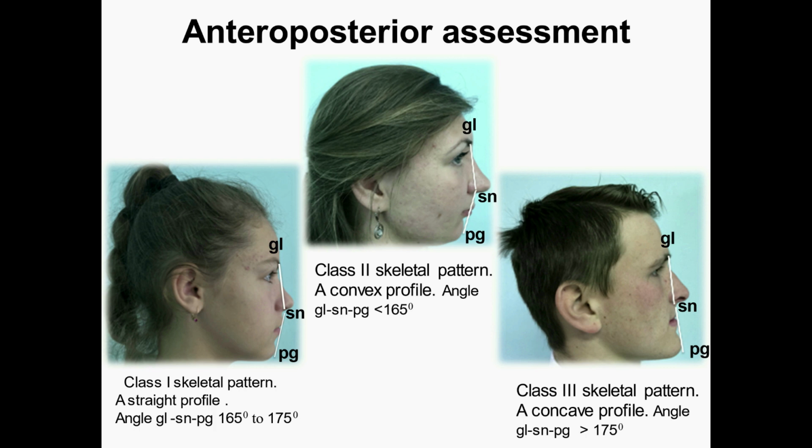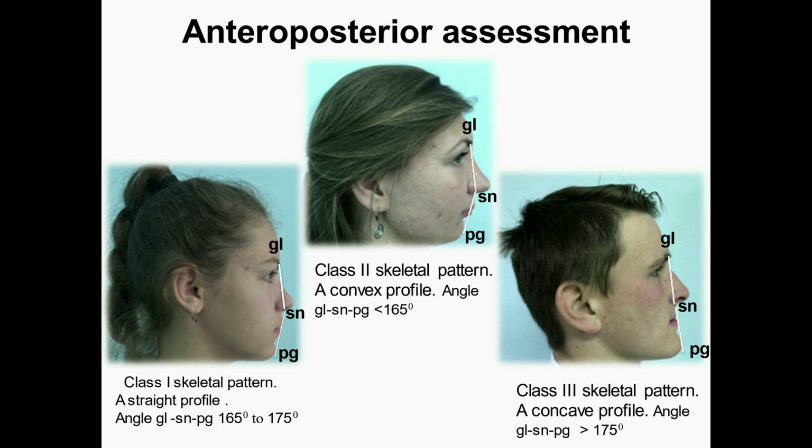It is classified as Class 1 skeletal pattern. The mandible is about 2 to 3 mm posterior to the maxilla. The patient presents with a straight profile, known as a mesognathic profile. The harmony between the maxilla and the mandible creates this straight profile.